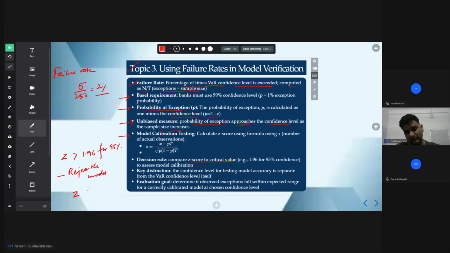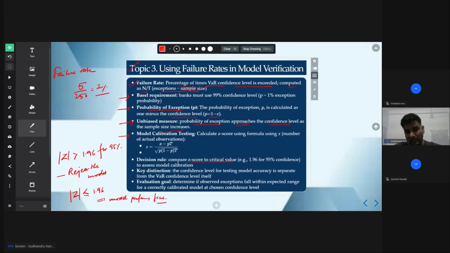And if the absolute value of Z is less than or equal to 1.96, the model performs fine. Okay. Then you look at the decision rule.